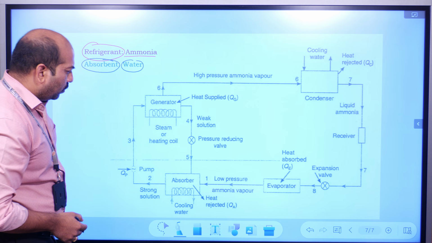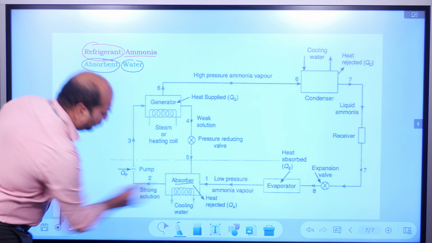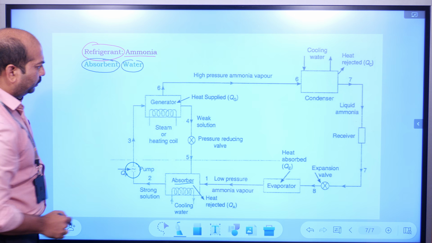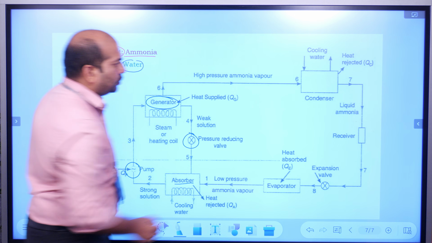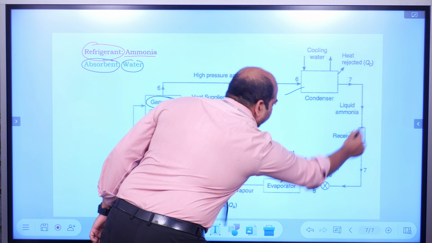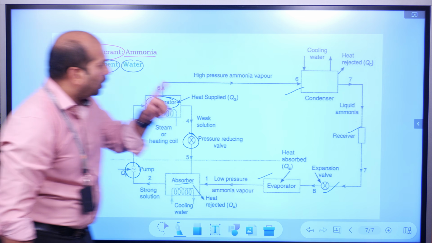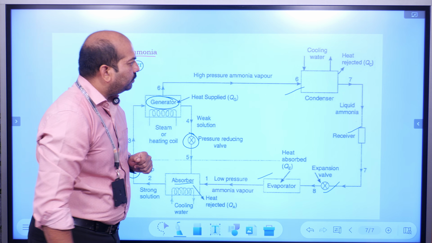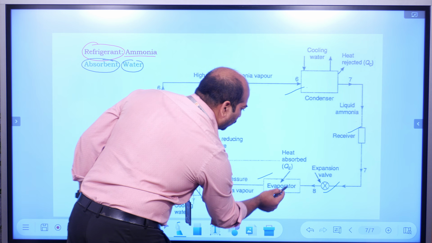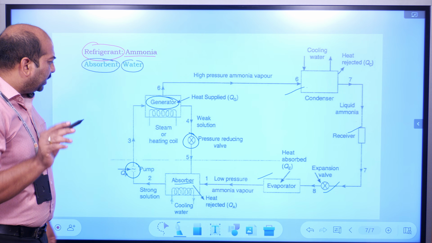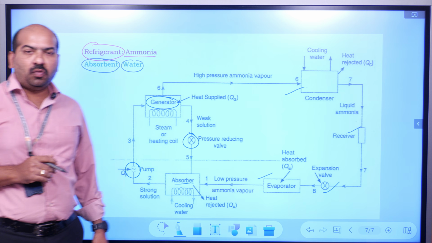If we observe the constructional details, there is an absorber, a pump, a generator, a pressure reducing valve, a condenser, a receiver, an expansion valve, and an evaporator. In the previous VCR system, we have already seen the working of the condenser, expansion valve, and evaporator. In this VAR system, let us try to understand how the system actually works.